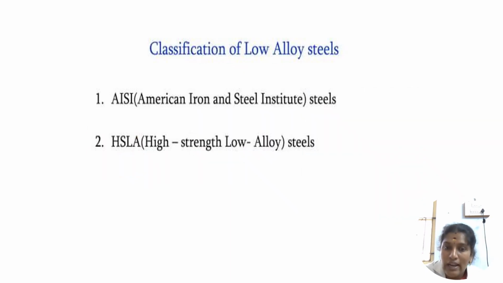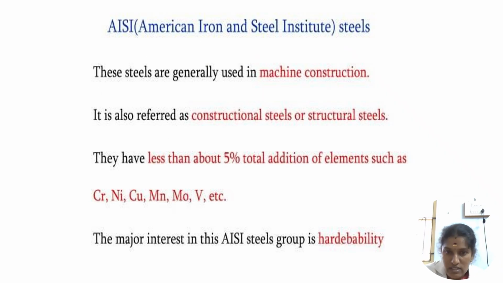So this low alloy steel can also be categorized into two conditions. It can be used in our sites also. That is called AISI. What does AISI mean? American Iron and Steel Institute, and HSLA means high strength low alloy steels. So this is the classification. So what does AISI mean?